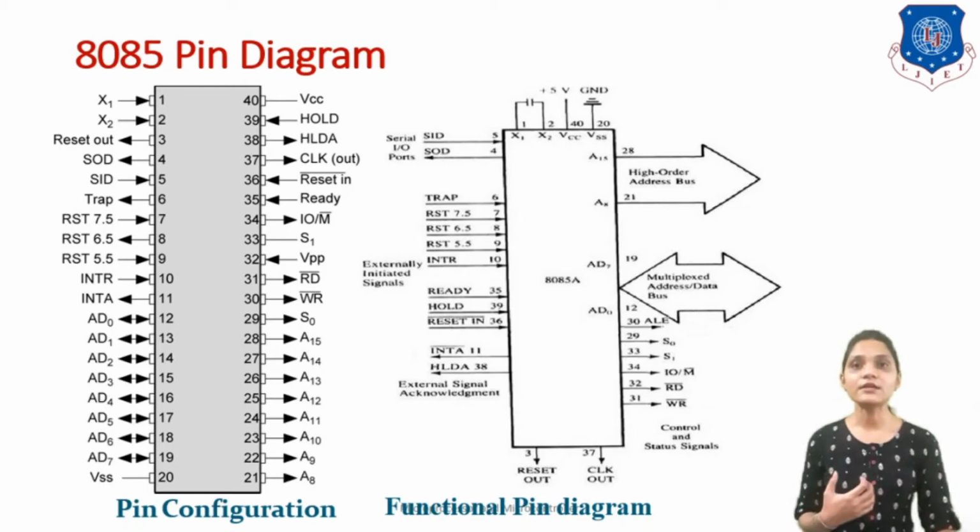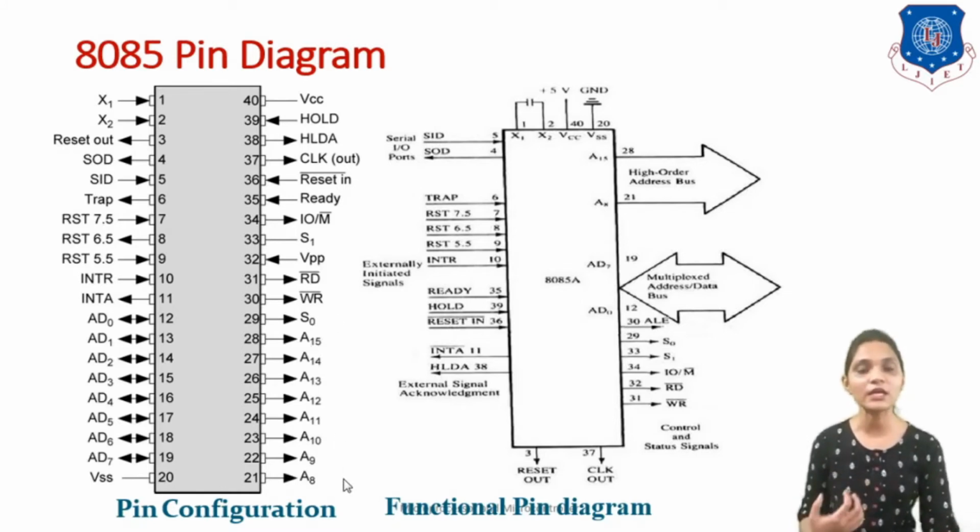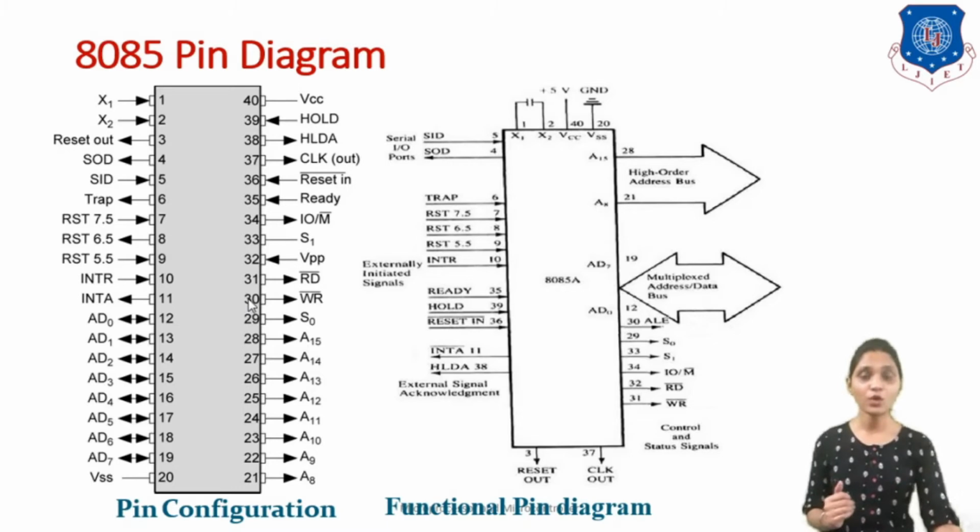If we consider this pin structure, it is of 40 pins. This is X1 and X2, reset out, SOD, SID, trap, RST 7.5, 6.5, 5.5, INTR, INTA, AD0 to AD7, then VSS, VCC, hold, HLDA, clock, reset in, ready, IO/M bar, S1, VPP, RD bar, WR bar, S0, A15 to A8.